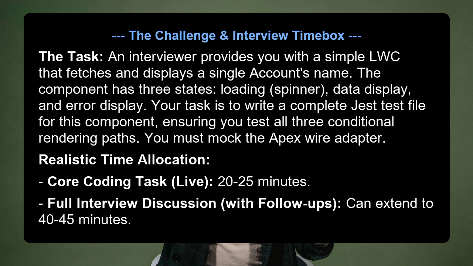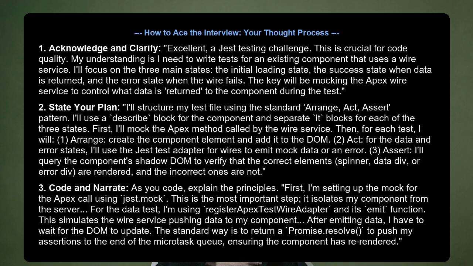Realistic time allocation, core coding task, live: 20 to 25 minutes. Full interview discussion, with follow-ups, can extend to 40 to 45 minutes. How to ace the interview, your thought process. 1. Acknowledge and clarify. Excellent, a Jest testing challenge. This is crucial for code quality.